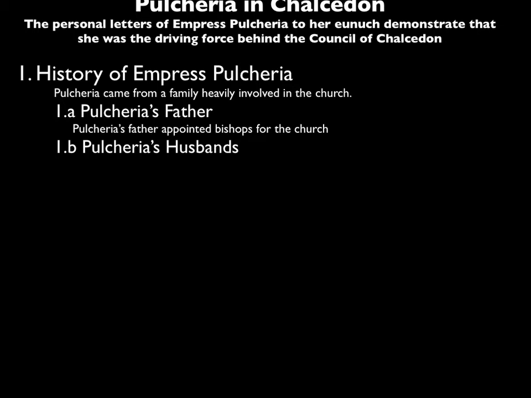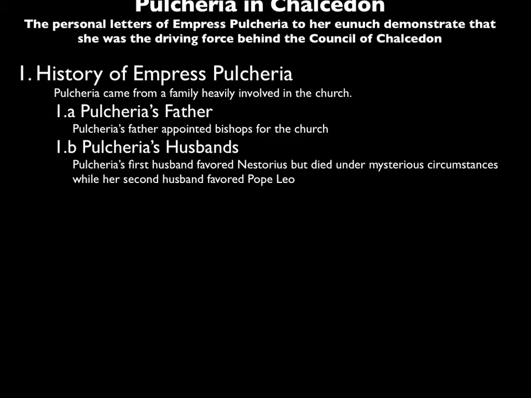The next section is Pulcheria's husbands. So Pulcheria's first husband favored Nestorius but died under mysterious circumstances, while her second husband favored Pope Leo. This is true, actually. So we have our section heading. So 1b section heading has a thesis statement. This will drive the writing that's in this section.